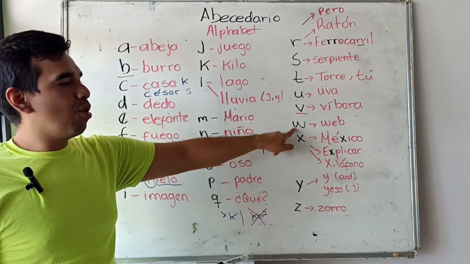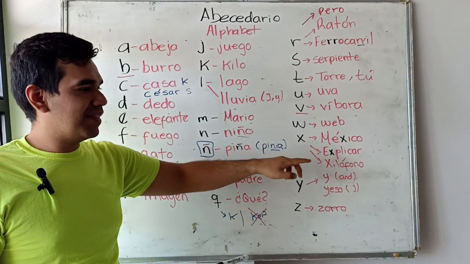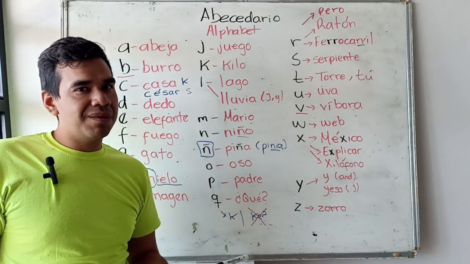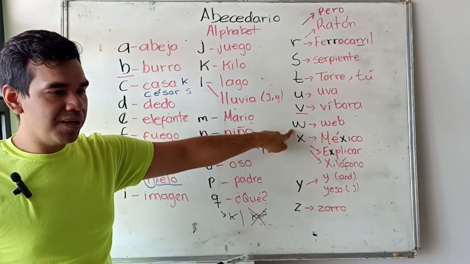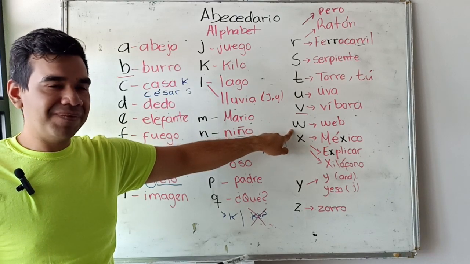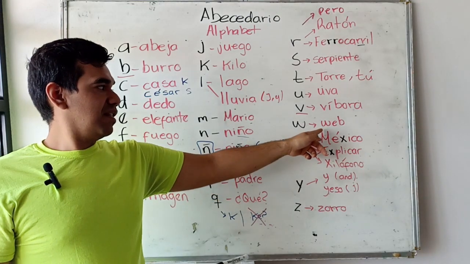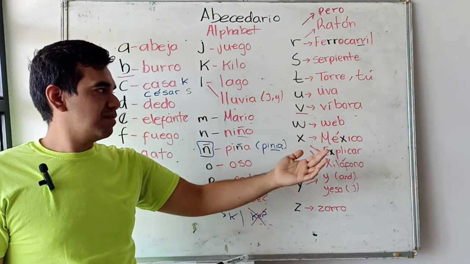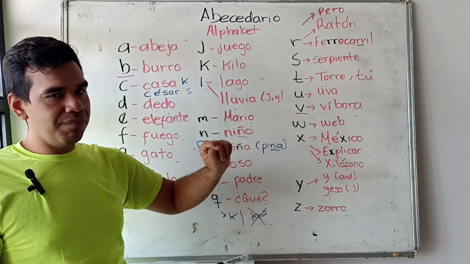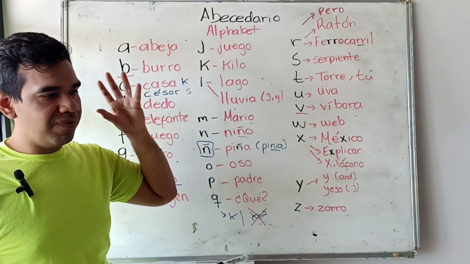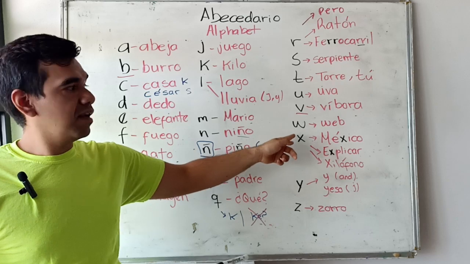Now here, W. In Spanish, we do not use the W that much because it is mostly used for foreign words or technicisms. As you can see, the word web is not a Spanish word. But you need to understand the sound of the letter W. Okay, W. It's the same.